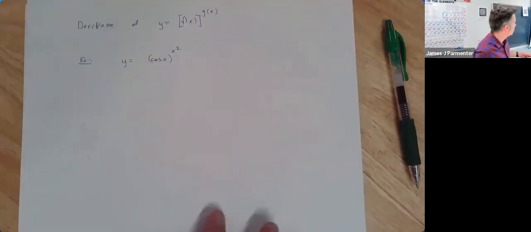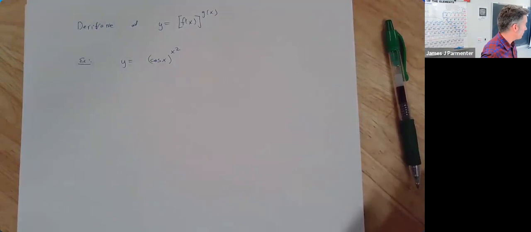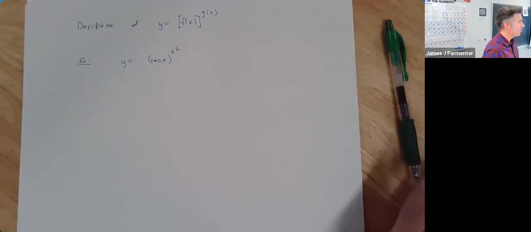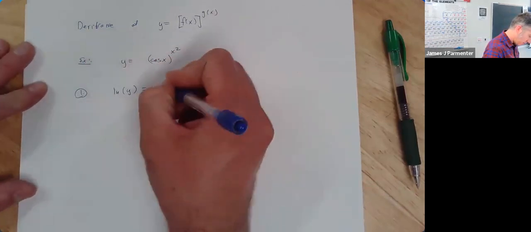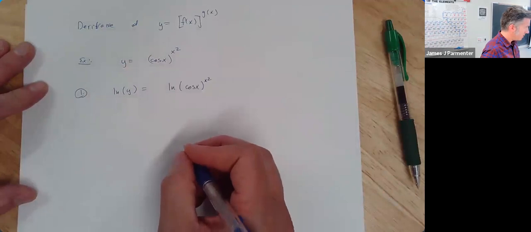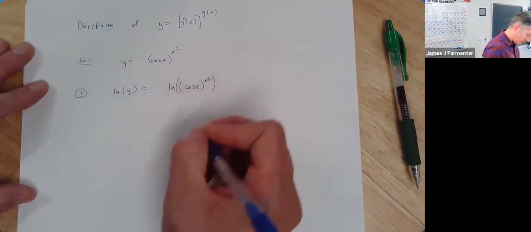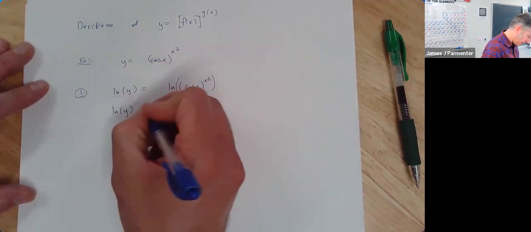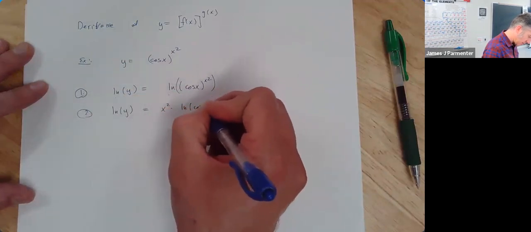Here, although technically you could find a rule for this type of thing, you really don't want to. It's too much to memorize. The better way is to know the process that we've been doing for the last 20 minutes, what's called logarithmic differentiation, where you take the natural log of both sides, simplify the right-hand side, and then differentiate. So natural log of y equals the natural log of cosine of x to the x squared power. Bring down the x squared. The natural log of y equals x squared times the natural log of cosine of x.